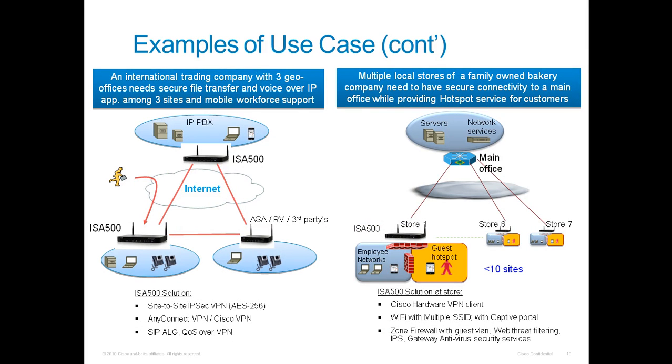The third example is a company that has offices in 3 different countries. They are running voice over IP over the VPN. So we have 3 site-to-site VPNs running between the offices, and we have IP telephony in the branch office and the PABX on the headquarters.